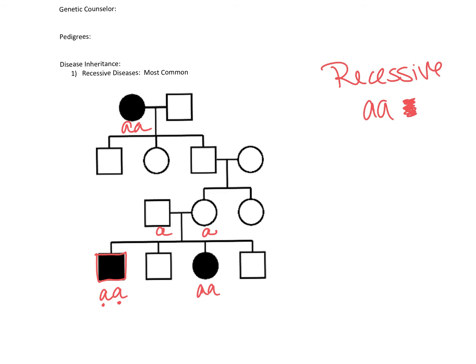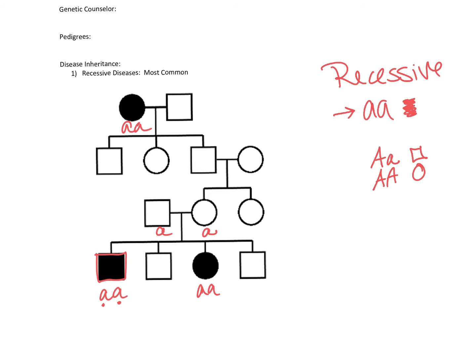Now, using A's, we know that anything that is not shaded has to be either big A, little a, or big A, big A because of those dominants. Because remember, if you have little a, you have the disorder and you are shaded.